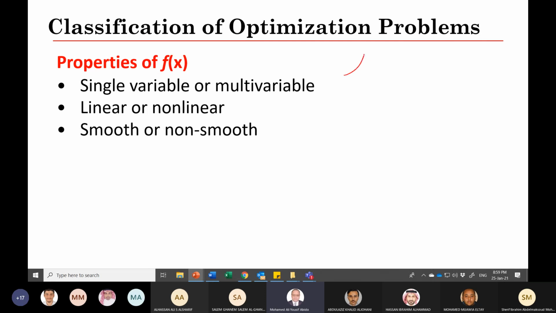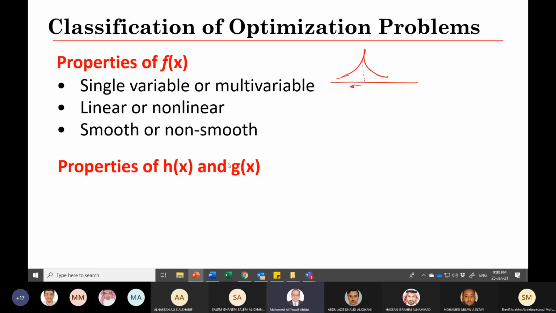And for example, for this function, it is a continuous function, but it is non-smooth. And the derivative at this point here, the derivative on this side is different than the derivative on the other side. So the derivative at this point doesn't exist. So such a function is a non-smooth function. This characteristic is very important, of course, when you identify which technique is suitable for your problem.